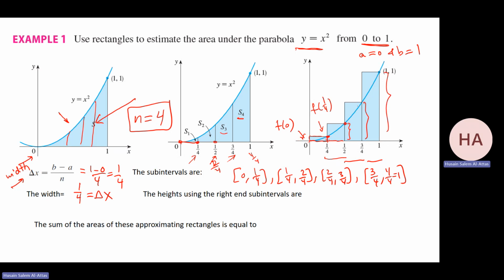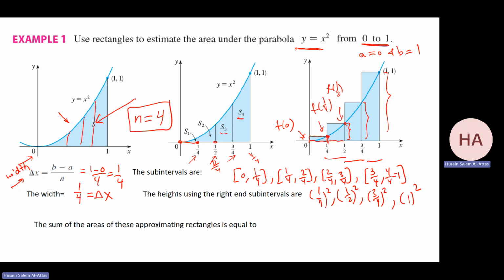Since this is the point in the function, in the first one it's 1/4 squared. In the second one, 1/2 squared. In the third one, 3/4 squared. In the fourth one, 1 squared. Since the function is x squared, this is f at 1/4, f at 1/2, and so on.